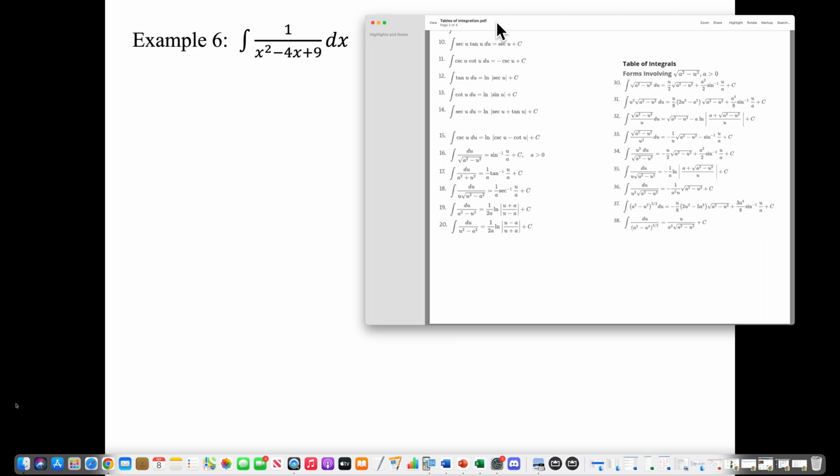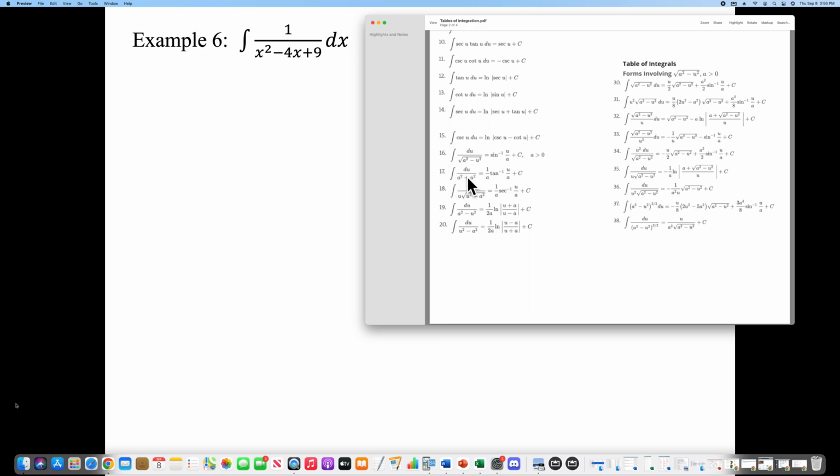Example 6, you have 1 over x squared minus 4x plus 9. We can't do the natural log. Think about the derivative of x squared. It would be 2x, and there's no 2x in the numerator. So what I'm thinking about here is looking back at your table. Here you have 1 over an x squared. Here you have x squared. Here's an x squared right here, plus a constant squared.